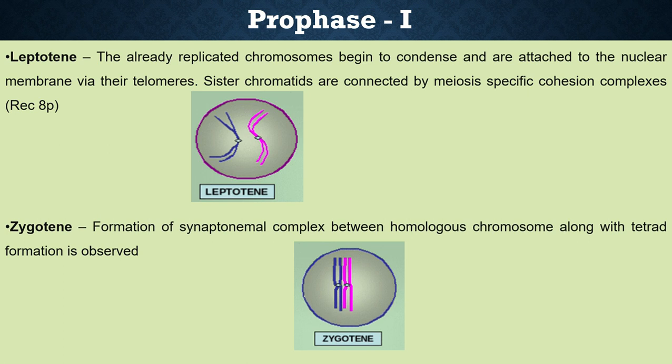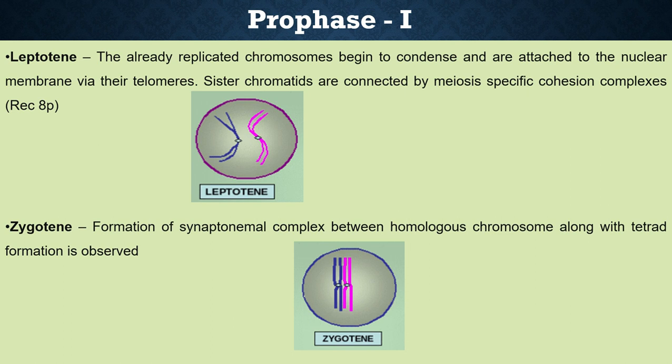The sister chromatids become connected by meiosis-specific cohesion complexes known as REC-8p, and pairing of homologous chromosomes is initiated in this phase. A string with beads appearance is observed where the beads are called chromomeres. Each sister chromatid is attached to the nuclear envelope, that is, ends of the chromosomes are drawn towards the nuclear membrane.